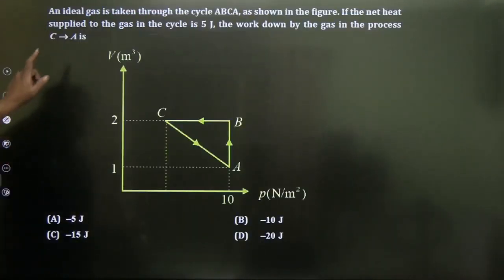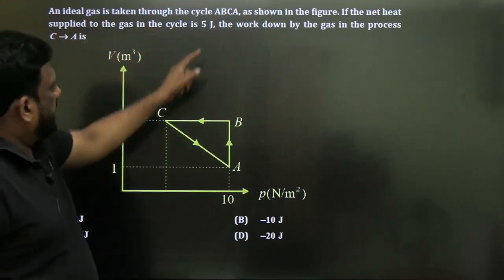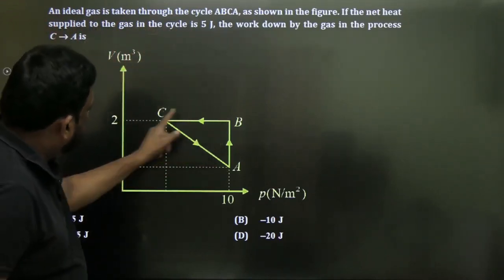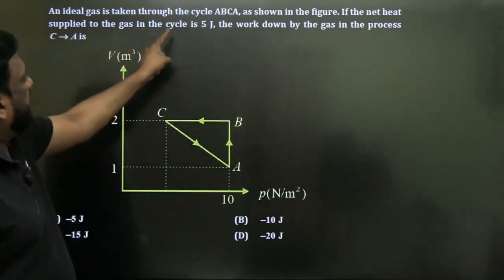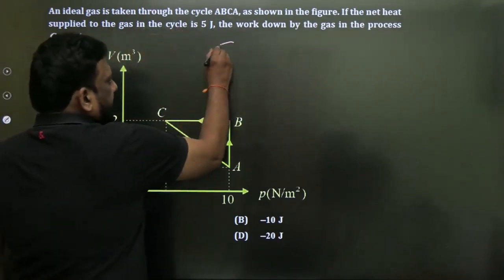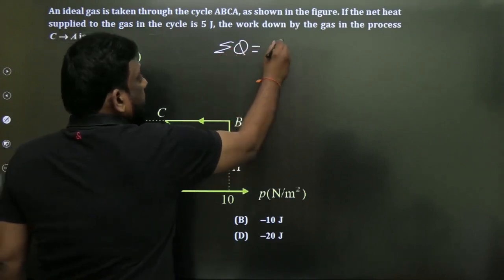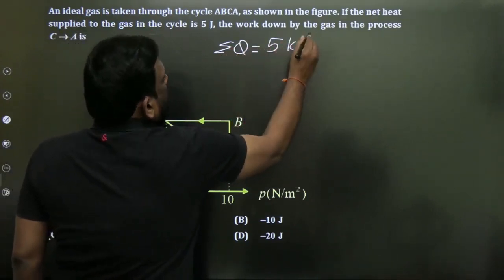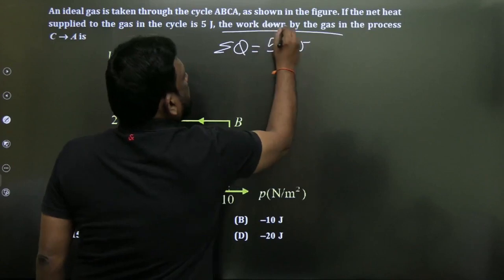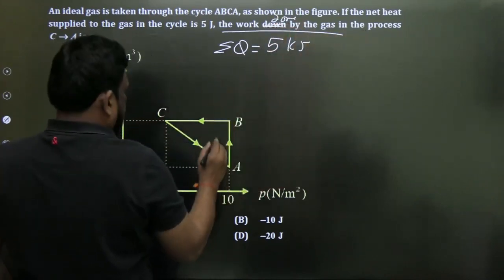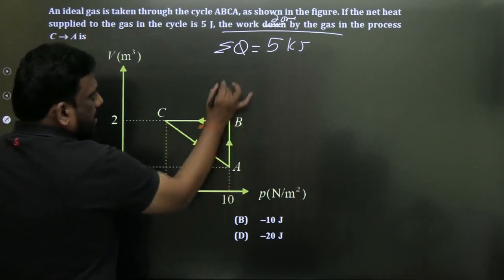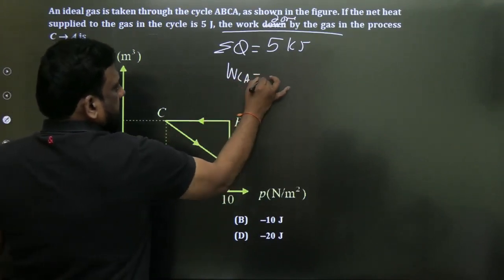Now, let us take this question. An ideal gas is taken through cycle A, B, C, A. This is one cycle as shown in figure. If the net heat supplied is 5 kilojoule, and the work done is asked, not work done on the gas. Work done by the gas in the process CA. He is asking in CA. What is the work in the process CA?